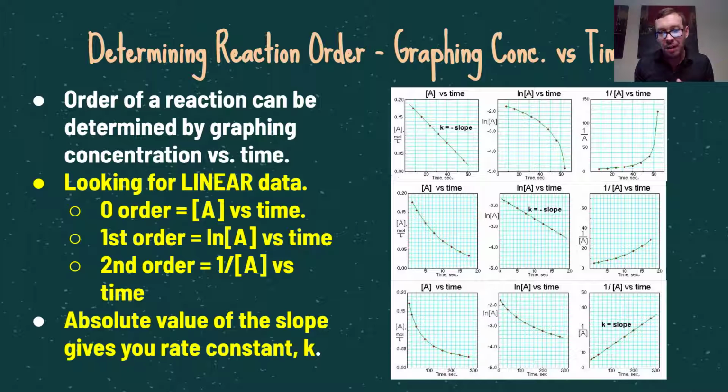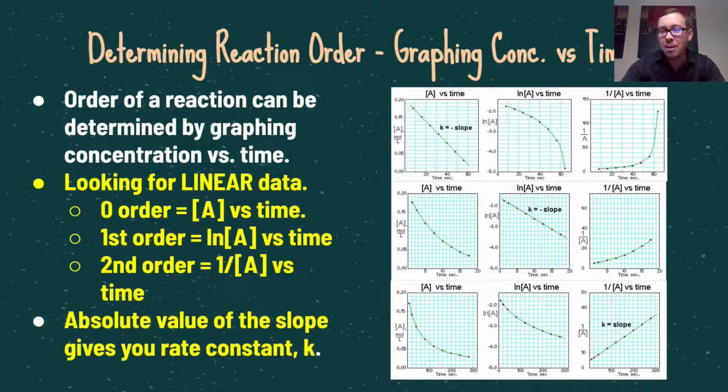So if the concentration versus time gives you a linear slope, then it is 0 order. If the natural log of your concentration versus time gives you a linear slope, then it's first order. And if 1 over the concentration versus time gives you a linear slope, it is second order.